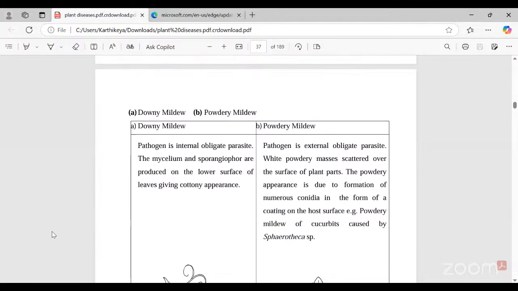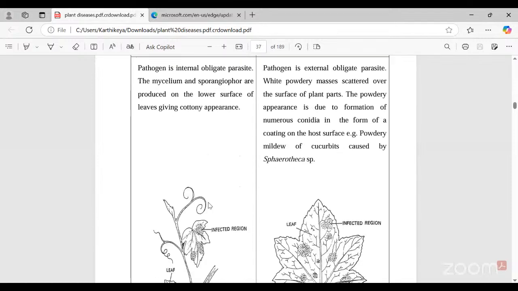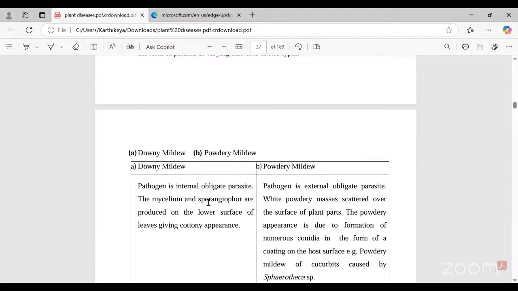The downy mildew pathogen is an internal obligate parasite. The mycelium and sporangiophores are produced on the lower surface of the leaves, giving a cottony appearance. This is downy mildew.